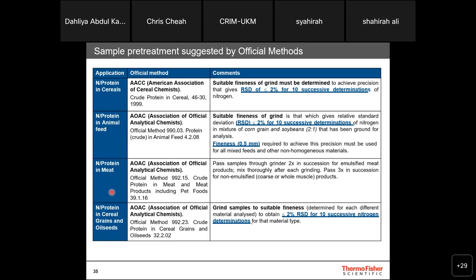Other examples will be in meat, grain, oil seed. Okay, oil. We have a normal cooking oil, then we have a more expensive olive oil. Some is like extra light olive oil. This is actually determined on the nitrogen content.